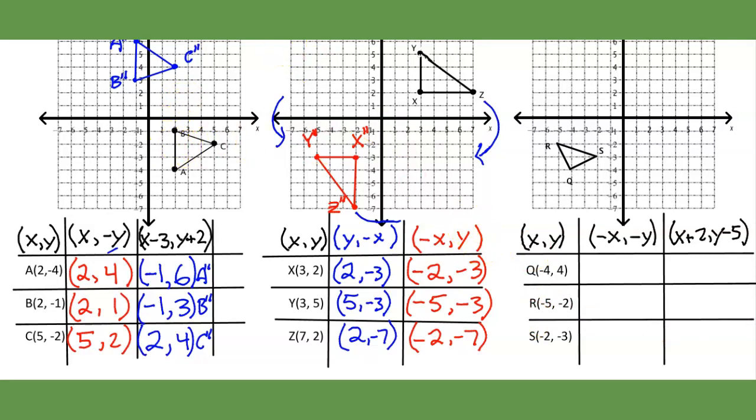And a little note on Q, what's the correct coordinate for Q? What is this coordinate? What's this x? -4. What's this y? -4. So it should be -4 comma -4. Little typo in there. So we just start off with 4 comma 4. And then we can add 2, get 6, and subtract 5, -1.